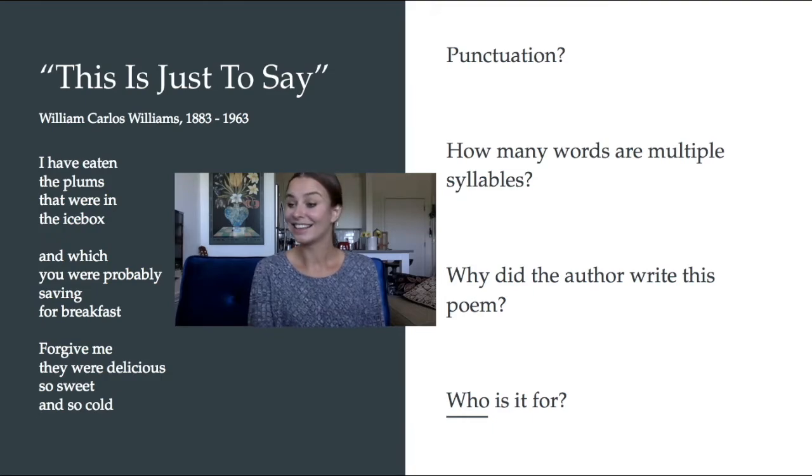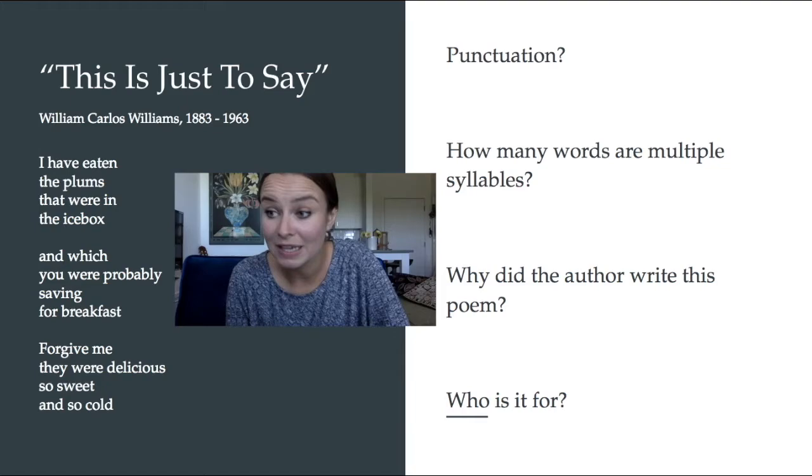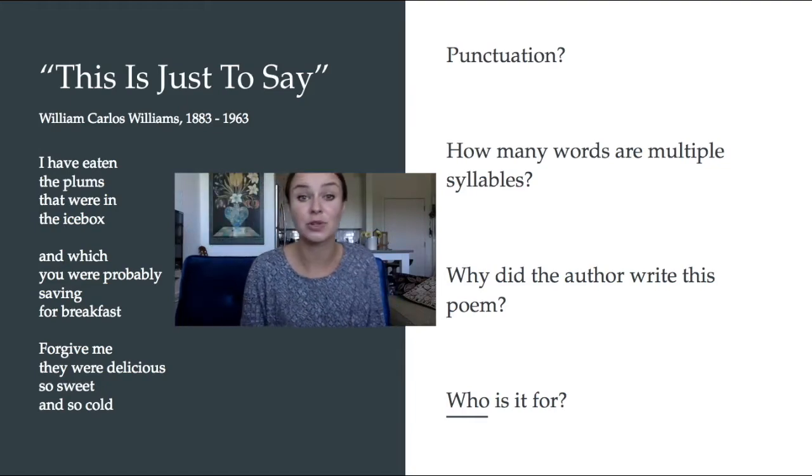Right? That would be kind of what William Carlos Williams is saying. And he's leaving it to somebody that he's apologizing to. Who is it for? We don't know. Is it his wife, his brother? Is it his child? We don't know, but it's for somebody that might have wanted those plums.